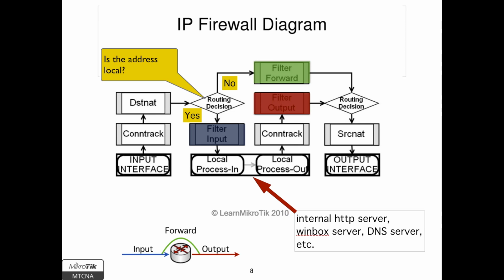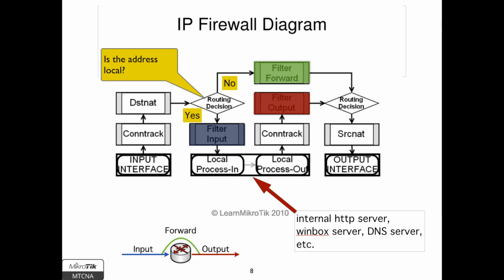So what are some uses for the input chain? Well, first of all, the built-in HTTP or web server on the router. In case you don't know, and I suspect you probably do, RouterOS can be configured using a web browser, using the HTTP or HTTPS protocol. So there's a built-in server on the device that is able to populate your web browser and to allow you to configure the router with a web interface. And that is the HTTP server. So that is one of the things that lives within this local process.